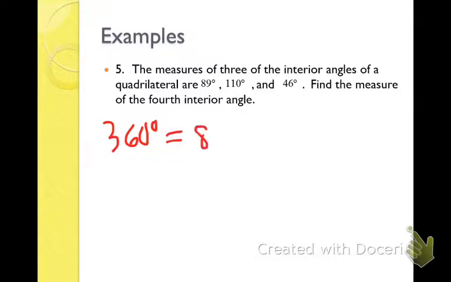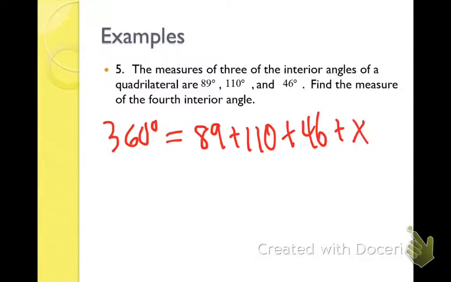Or you could write it, if you want an equation, we could do 360 equals 89 plus 110 plus 46 plus x. Right? And then, as he said, to solve for x, we would subtract those 3 from 360. Jacob, what do you get for x? 115. Not the sum, the measure of the missing angle is 115. Any questions there?